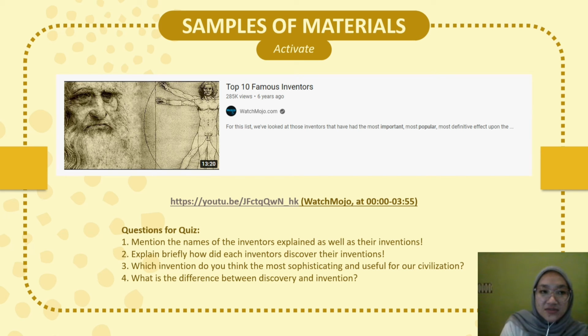However, I will only give them the first 3 minutes and 55 seconds of the video, because it covers 3 inventors, which is the main focus. The questions for the quiz are: first, mention the names of the inventors along with their inventions, and explain briefly how each inventor discovered their invention. These 2 questions require significant, specific information that they need to find from the video.